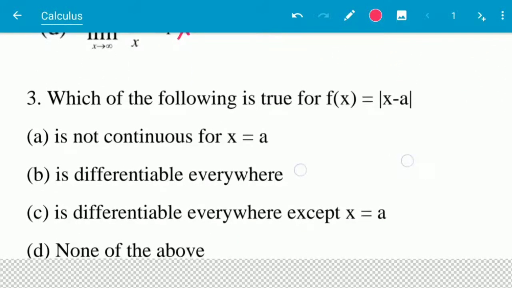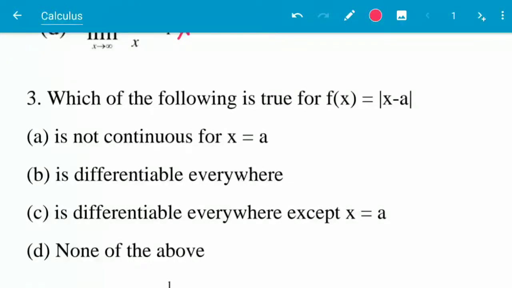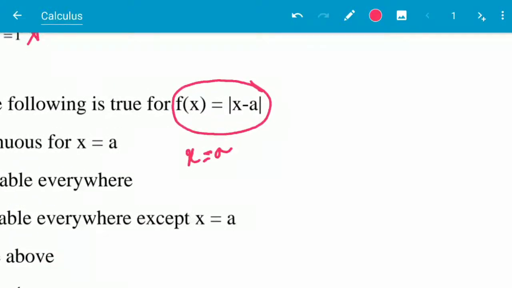Question number 3, which of the following is true for f(x) is equal to mod of x minus a? Is not continuous for x is equal to a, is differentiable everywhere, is differentiable everywhere except x is equal to a, none of the above. So actually, this function is continuous everywhere but not differentiable at x is equal to a, because here is the reason.